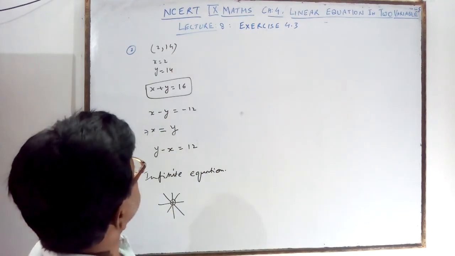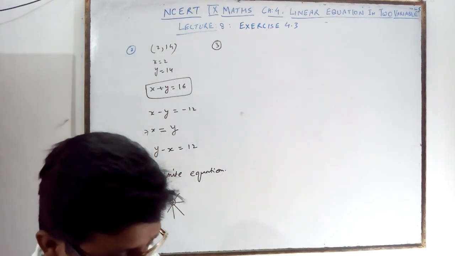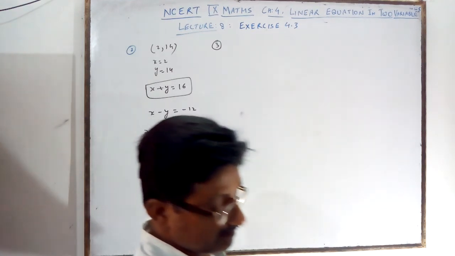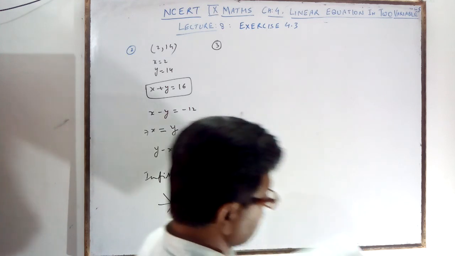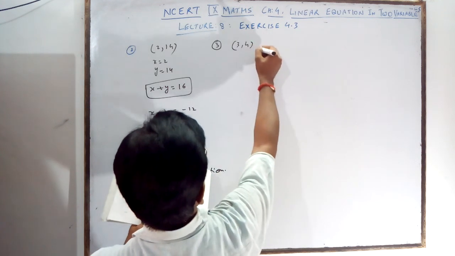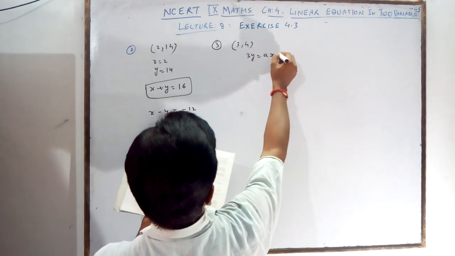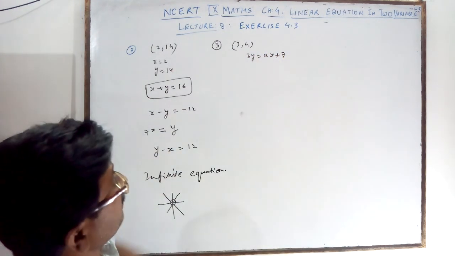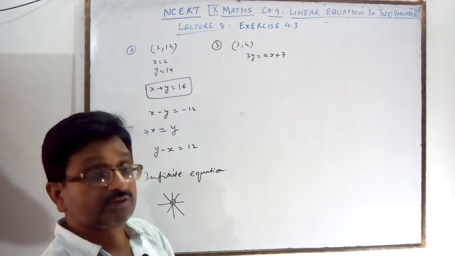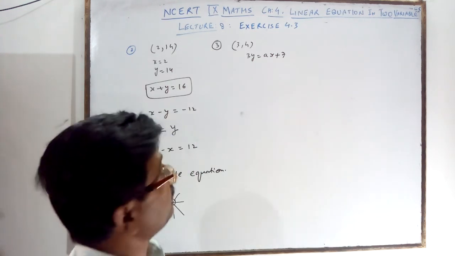Question number 3 is given. If the point (3, 4) lies on the graph of the equation 3y is equal to ax plus 7, then find the value of a.